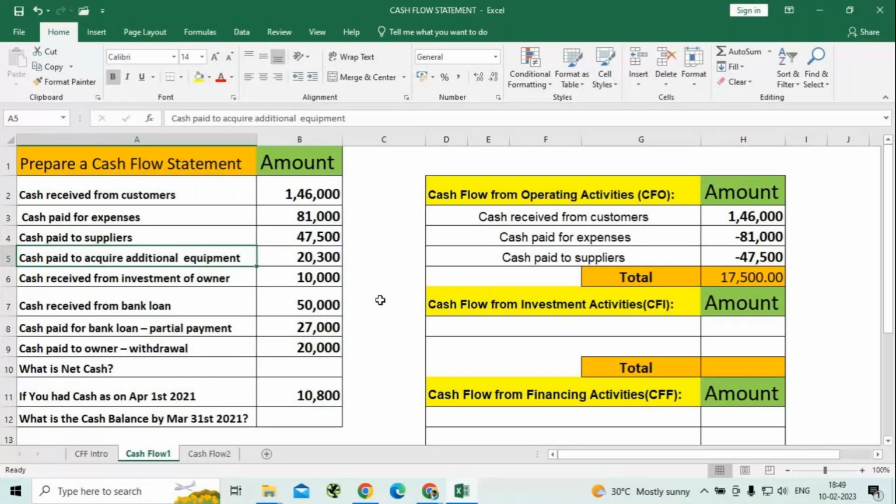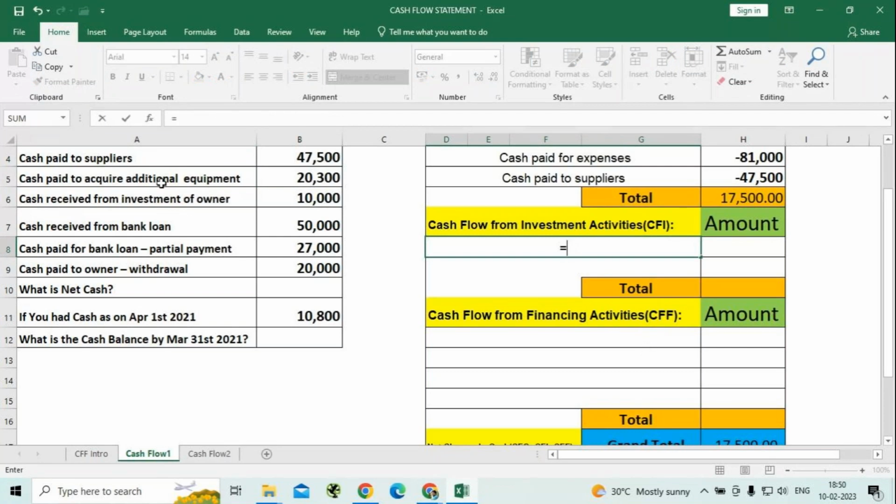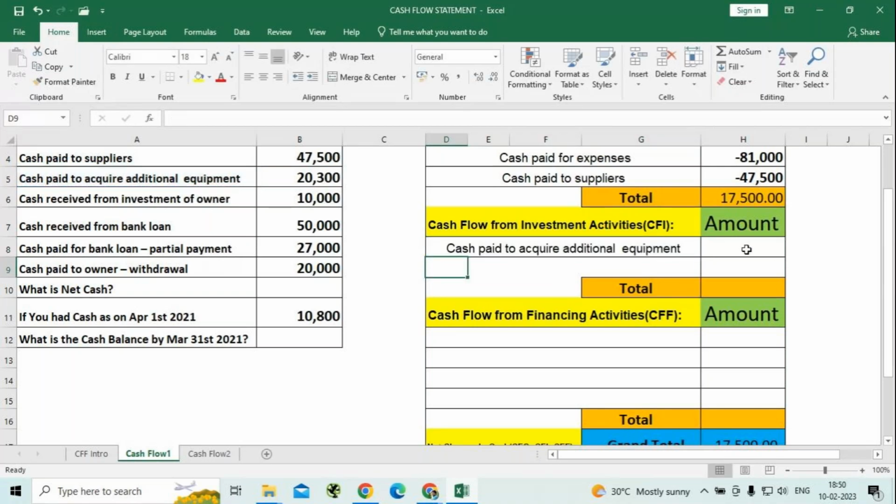So now next, cash paid to acquire additional equipment. So here we are going to invest. We are investing in the equipment, so we are going to put it in the investment activities, and this amount is paid, so we are going to show it as a minus value. Okay, so let us see, is there anything else that is going to get added in this activity.